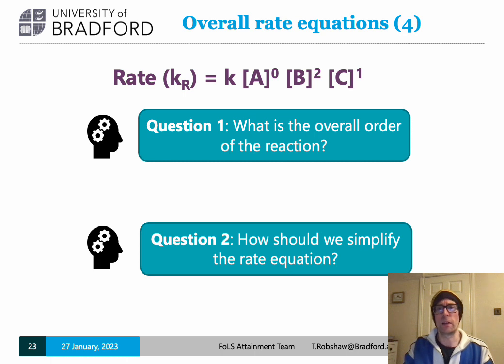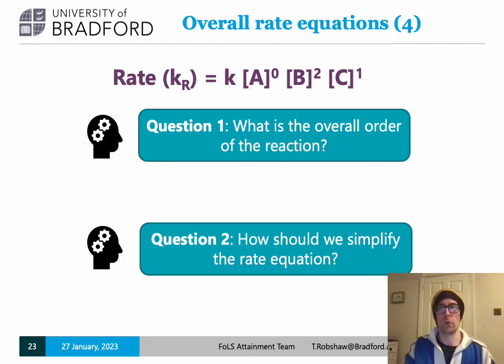Now, for example, let's say for this particular reaction we've done some experiments and found that the reaction is 0 order with respect to reagent A, 2nd order with respect to B, and 1st order with respect to C. So let's just substitute the 0, 2 and 1 in, which I've done at the top of the slide. Now pause the video and I've got 2 questions for you to think about. First of all, what is the overall order of the reaction? And second, having derived that, how should we simplify the rate equation as a result of this? So pause the video, have a think, and resume once you've arrived at some answers.